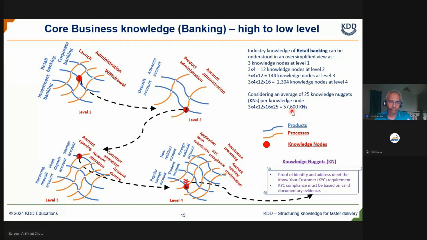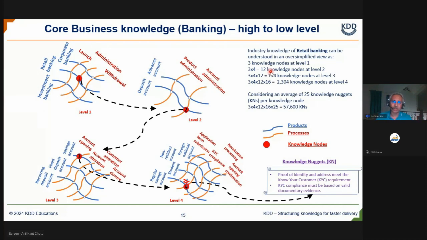Now that's massive, right? In actual practice, it may be hundreds of thousands or even more. But the beauty is, if you want to understand something at a high level, you need to only look at level 1 and level 2, which is only about 12 knowledge nuggets. And at that level, if we are talking about 25 each, 25 into 12 is only about 300, right? So by knowing those 300, you have a basic understanding of the banking, right? And then of course you can go further down. So it helps in terms of that, right?